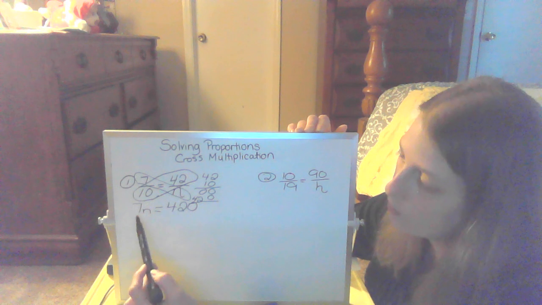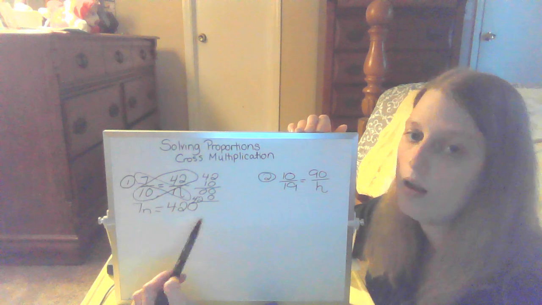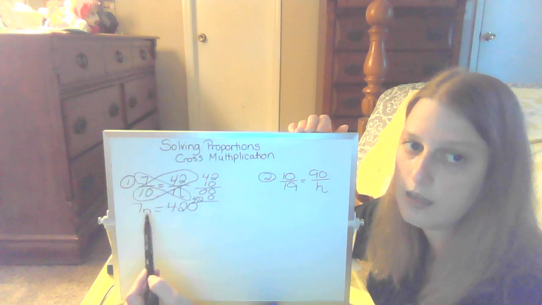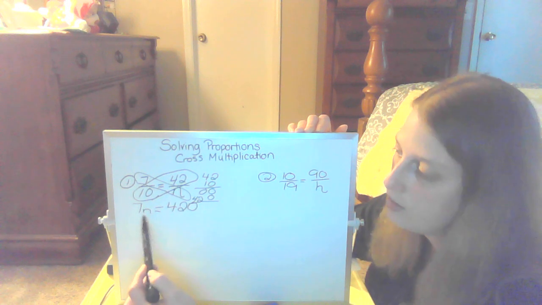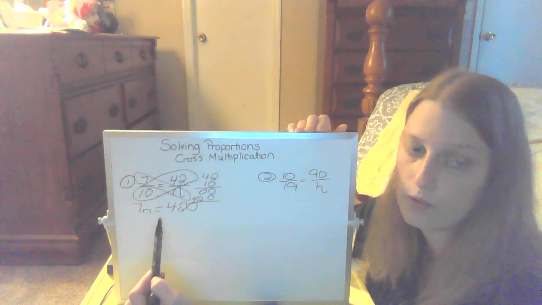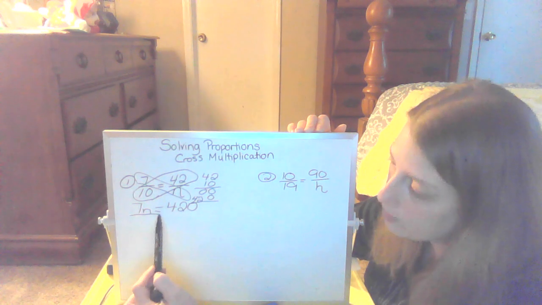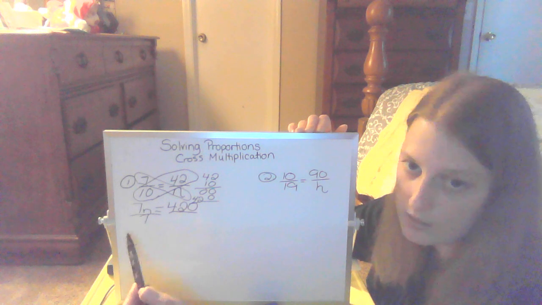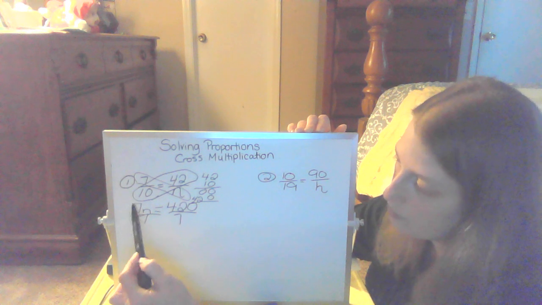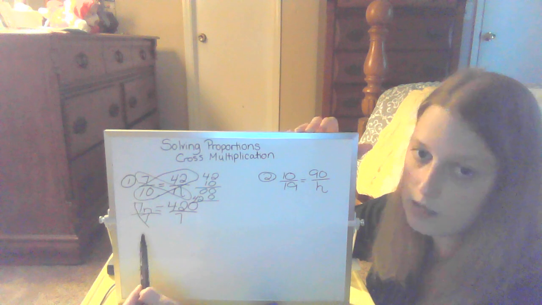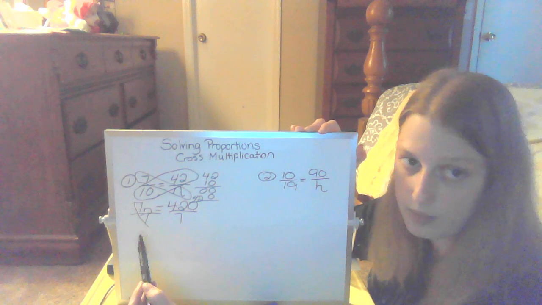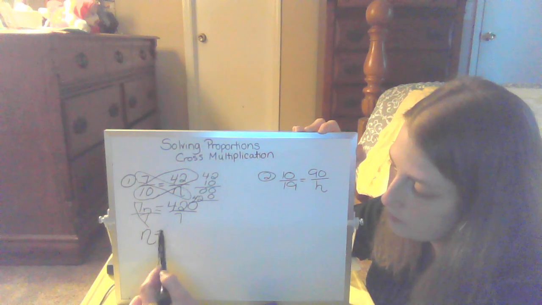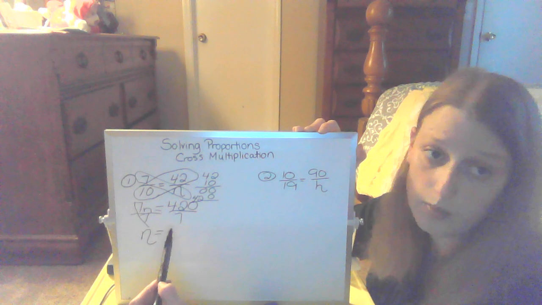Okay, so in an equation, our next step is to always isolate the n, or the missing variable, whichever letter that might be. So we're going to divide both sides by 7 just so I can get that n by itself. The 7 divided by 7 will cancel itself out, giving us n by itself. So n equals 420 divided by 7.